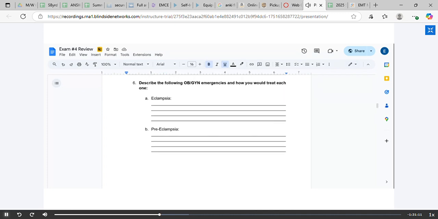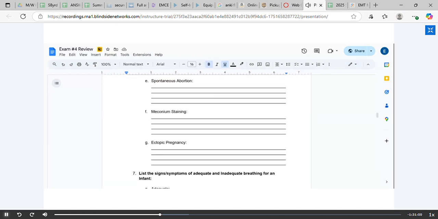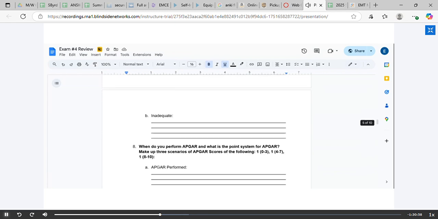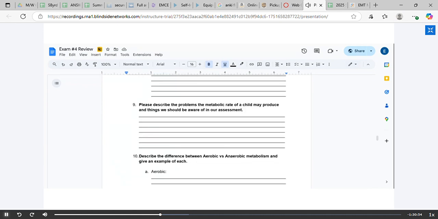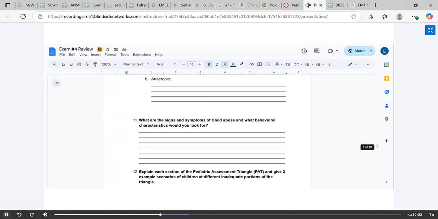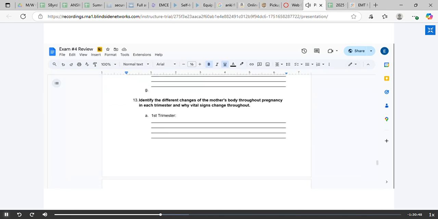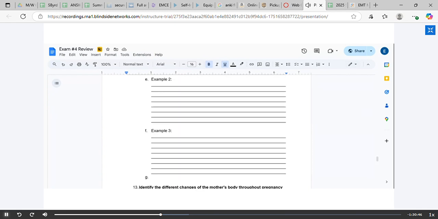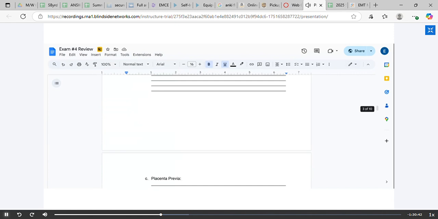Now, before we get into some of these other emergencies, I really want to go over some of the changes that the mother's body goes through during pregnancy, because I don't think that's in here. Previous exam reviews, I don't really go through all of this. Hang on. Oh, no, never mind. We're going to talk about that a little bit later on.